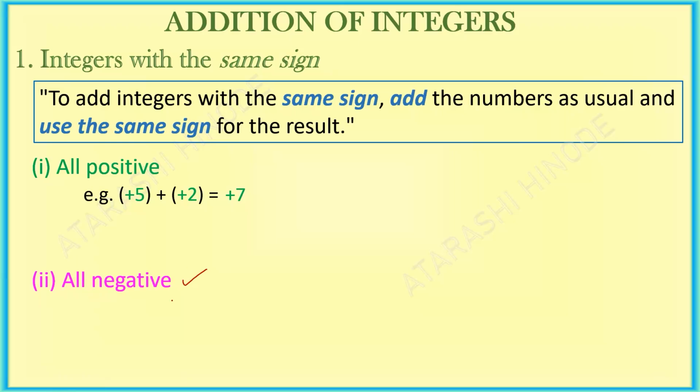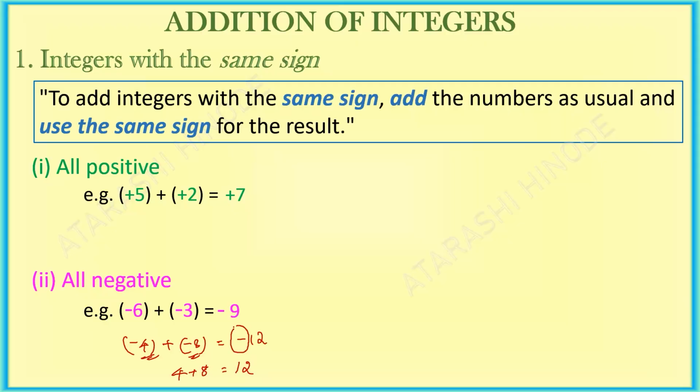Now let us go to the negative case. Let us add minus 6 and minus 3. Here also, since both the numbers are having the same sign, add 6 and 3. That is 6 plus 3, it is 9. And put the same sign, that is minus. And when we add minus 4 plus minus 8, we get minus 12 because both the numbers are having the same sign. So just add 4 and 8, that is 12, and put the same sign, that is minus.